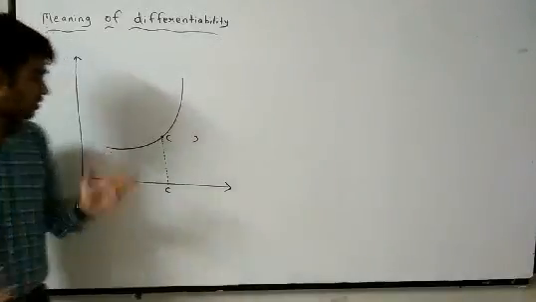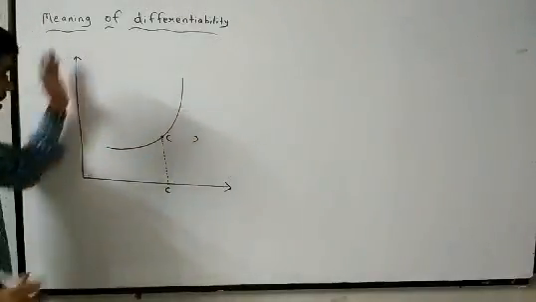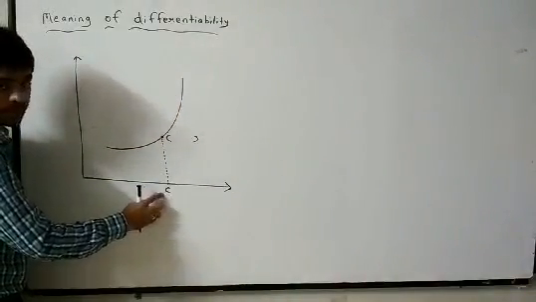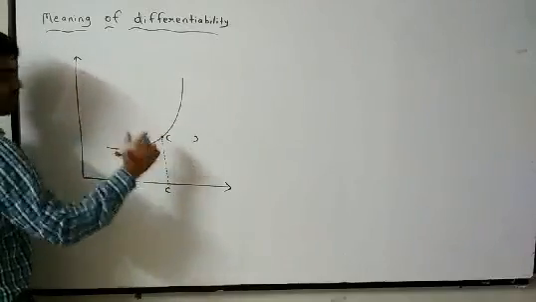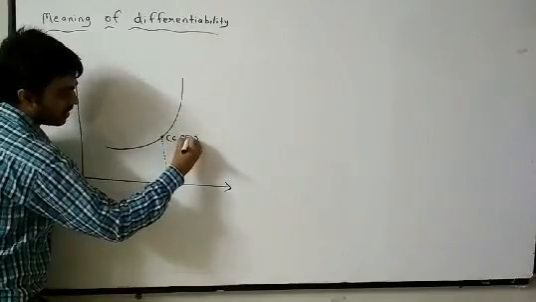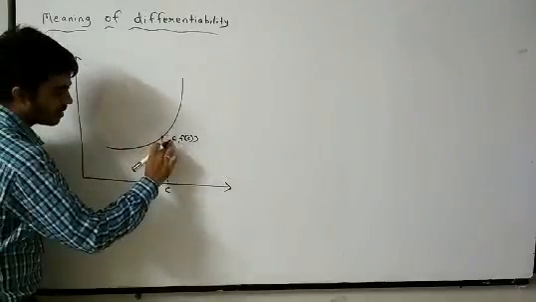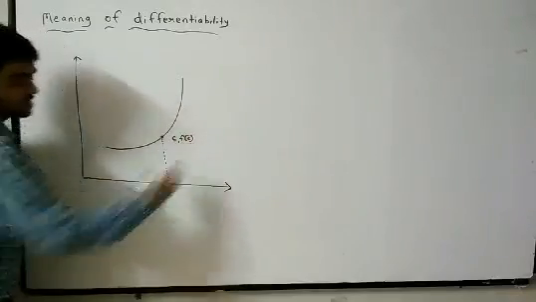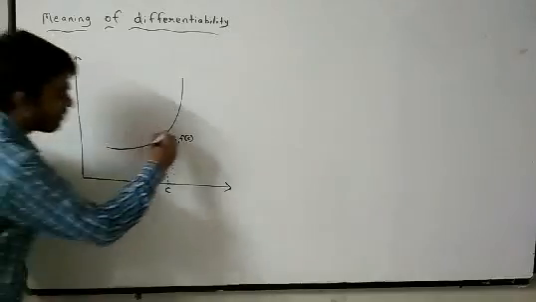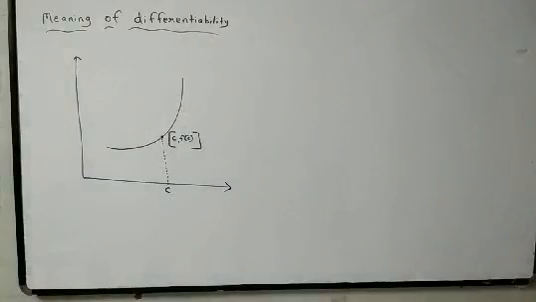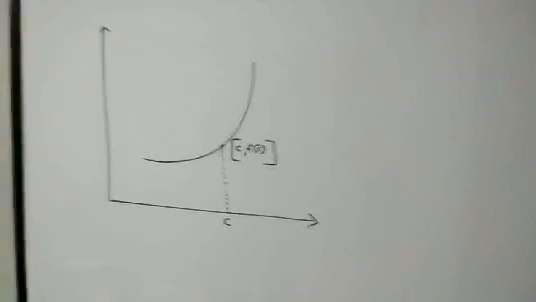Listen to me carefully. If this is the x axis and this is the y axis, this is one curve. We took one point C on the x axis. So what will be its value on the y axis? If the x coordinate is c, then the y coordinate will be f of c. Clear? If x coordinate is c, then y coordinate is f of c.